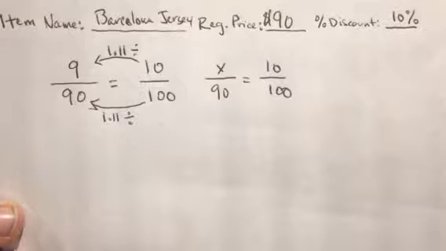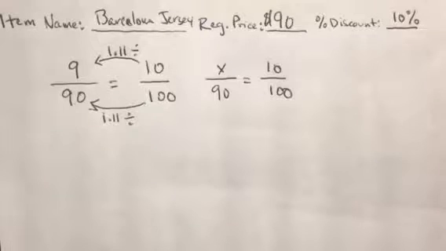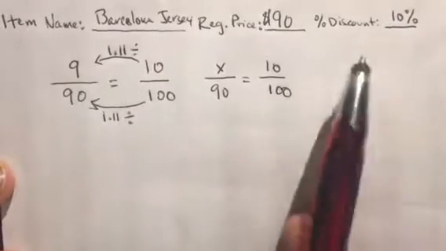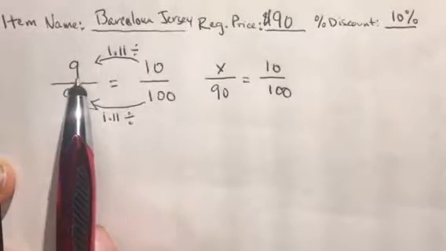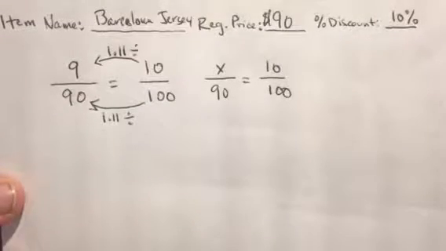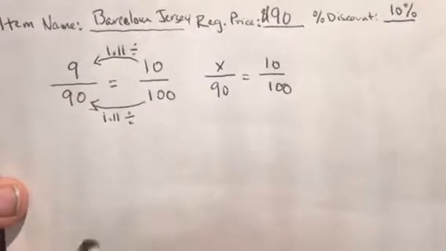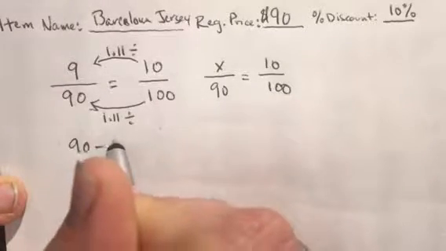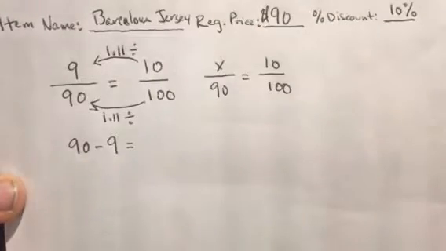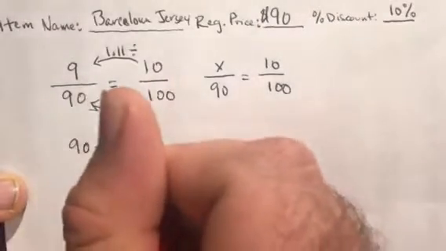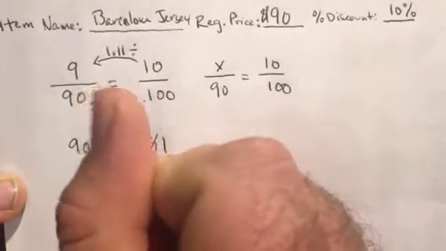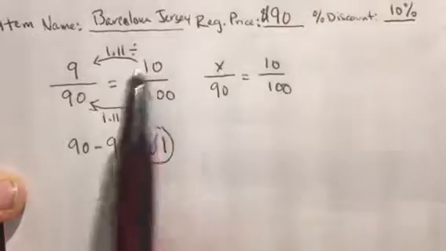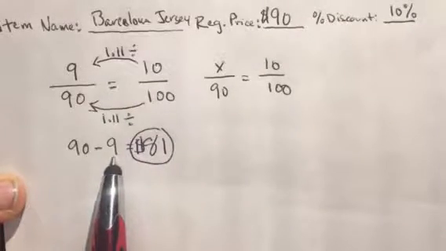Now, does that give you my answer? Does that mean I have to pay $9 for this Barcelona jersey? I don't know. That doesn't seem to make sense if I had a 10% off coupon. What that means is since it's 10% off, I get $9 off because $9 is 10%. So if I get $9 off, I can just subtract 90 minus 9 and I get $81. So my new sale price is now $81 because the 10% off was $9.